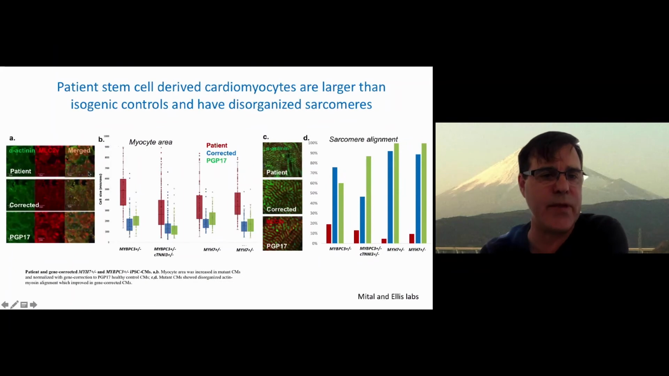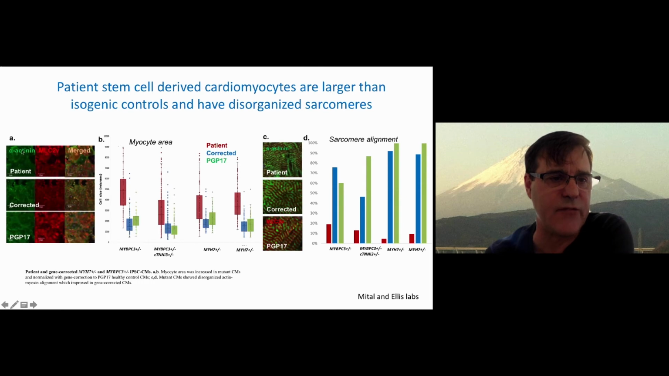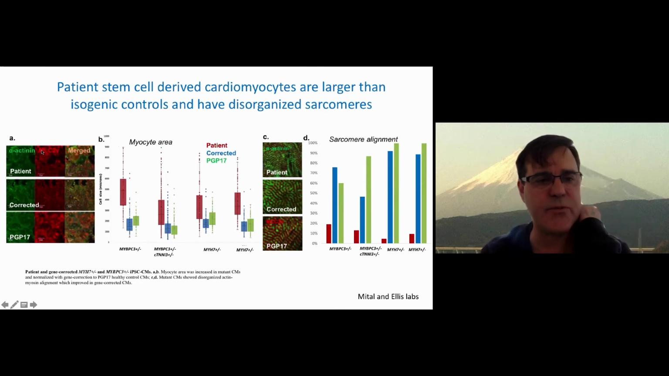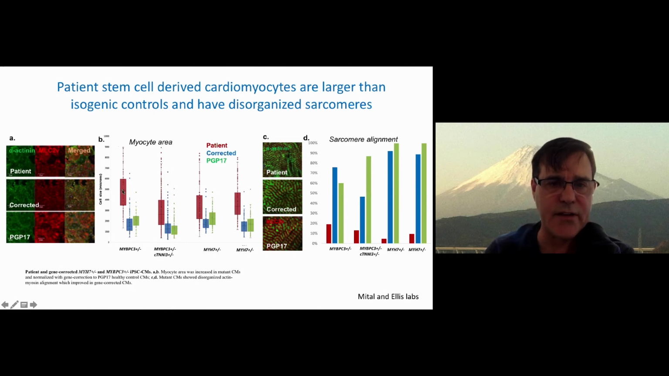When we went ahead and made iPS cells, we can differentiate them into the cardiomyocytes. This is staining for some cardiomyocyte-specific proteins over here, where you can visualize these cells and measure the myocyte area. Here are 4 different individuals. 2 have mutations in myosin heavy chain 7, 2 in the myosin binding protein C3. And if you look at the myocyte size, you can see in the patients it's much larger. Once the patient's variant has been corrected through gene editing, it now goes back down to the normal level. That's the case in all 4 of these individuals.